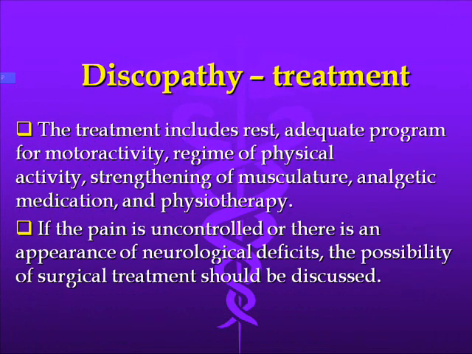Treatment of discopathy. The type of treatment for discopathies is one of the most contentious questions in modern medicine. The first manifestation of a disc hernia, local pain in the neck or waist of a temporary nature and variable duration, can be attributed to a variety of conditions, and pass with or without treatment. The treatment includes rest, an adequate program for motor activity, a regime of physical activity, strengthening of musculature, analgesic medication, and physiotherapy. It should necessarily be applied for enough time, at least 10 to 15 days, and should be intense, depending on the severity of symptoms and neurological symptoms. In over 90% of cases this treatment has effect.